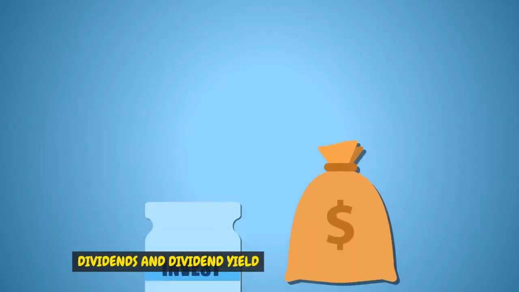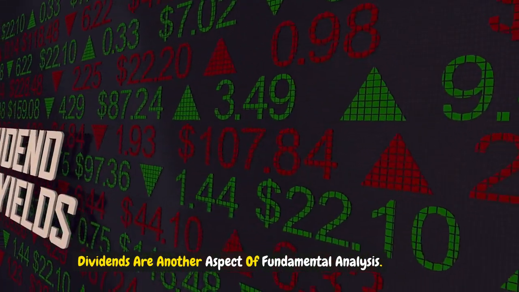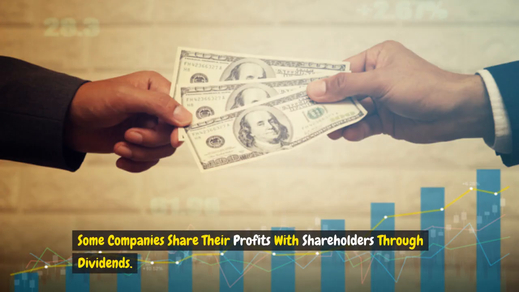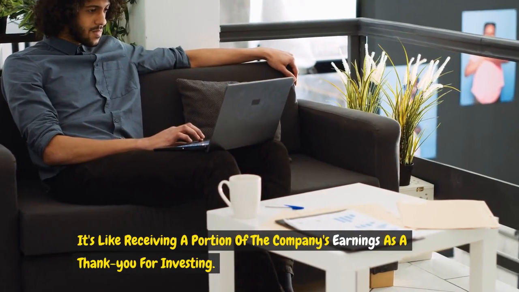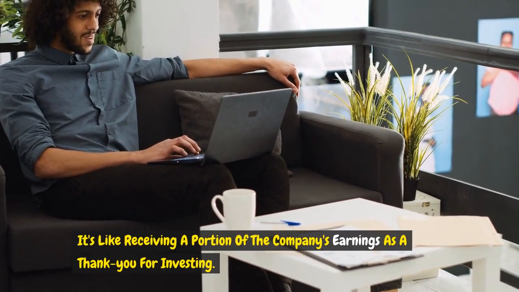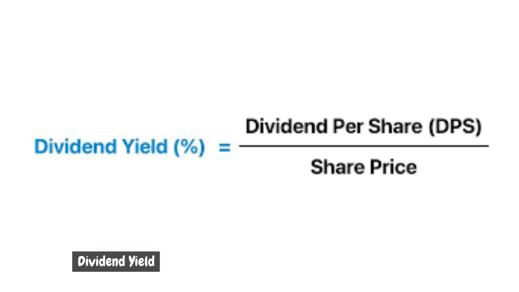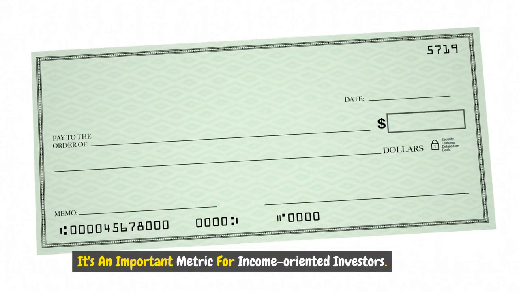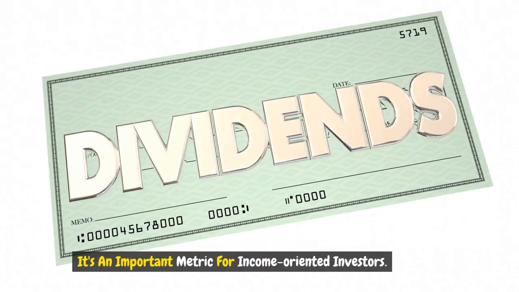Dividends and dividend yield. Dividends are another aspect of fundamental analysis. Some companies share their profits with shareholders through dividends. It's like receiving a portion of the company's earnings as a thank you for investing. Dividend yield. Dividend yield tells us the annual dividend payment as a percentage of the stock's current price. It's an important metric for income-oriented investors.